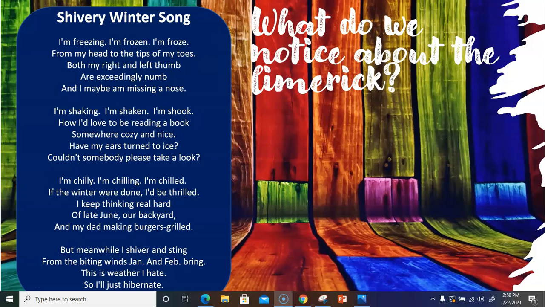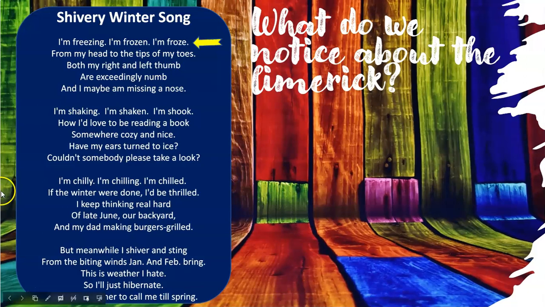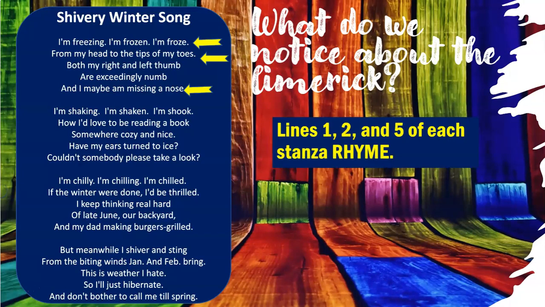If Mr. Remedies had to take a gander, I would say that in these three lines, lines 1, 2, and 5 of each stanza, boom, they rhyme. Froze, toes, and nose. In the second stanza, we see shook, book, and look. So in a limerick, that is one defining characteristic: lines 1, 2, and 5 of each stanza rhyme.